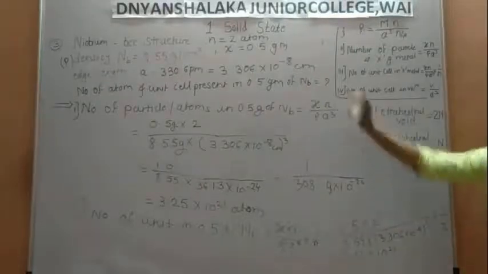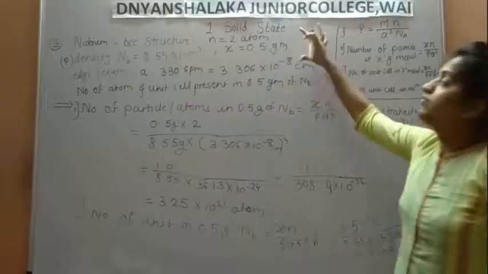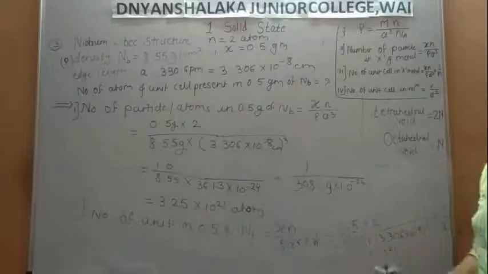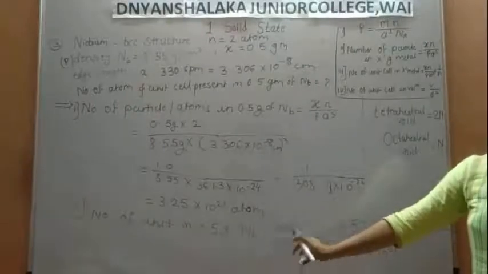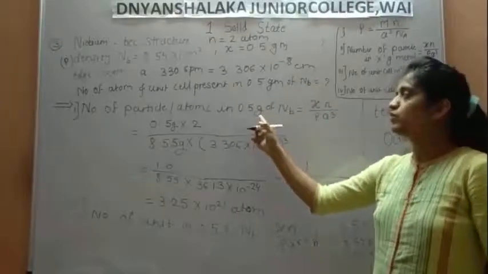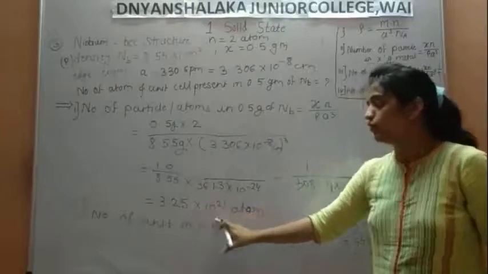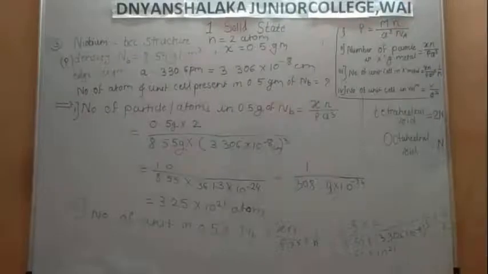So first we read the example carefully and write out the given values, and using this formula we find the number of particles, or atoms, in x gram of metal and the number of unit cells in x gram. So x is 0.5 of niobium. So the number of particles or atoms in 0.5 gram of niobium is 3.25 into 10 raised to 21 atoms, and the number of unit cells is 1.61 into 10 raised to 21 unit cells present in 0.5 gram of niobium.